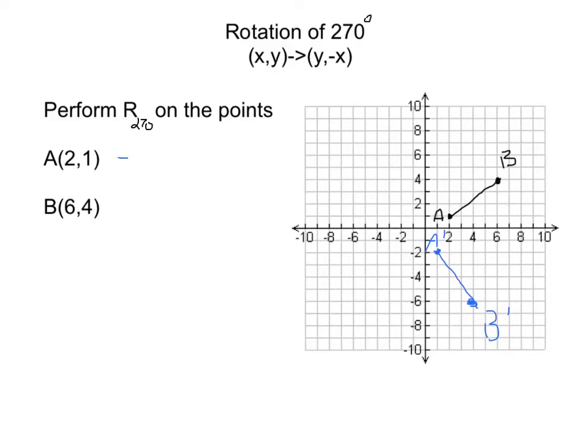So a prime in this case became the coordinate 1 comma negative 2, and b prime is at the coordinate 4 comma negative 6. Right, and that's how you're going to take a look at your 3 different rotations of 90, 180, and 270 if you don't want to use one of the rules.